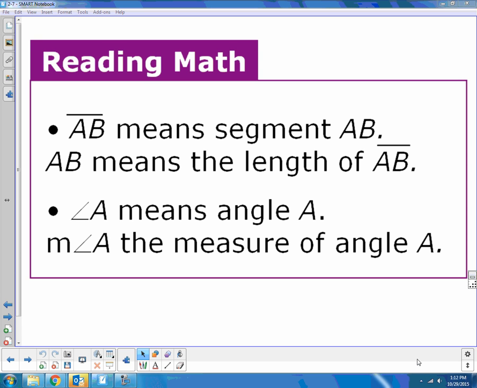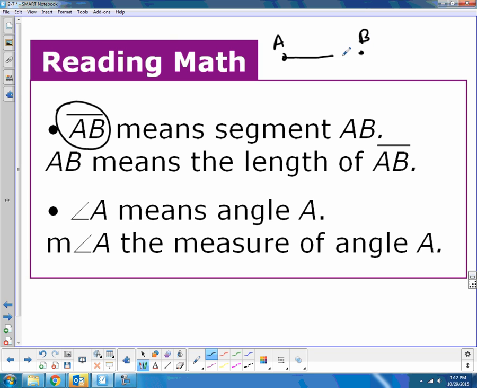So a couple of things here that I have. When you see this AB with a line over it, what that means is we have some line segment from A, and you don't have to write this down, you can just watch right now, to B. So that's a line segment AB. And that's what that means. So AB with a line over it means line segment AB.